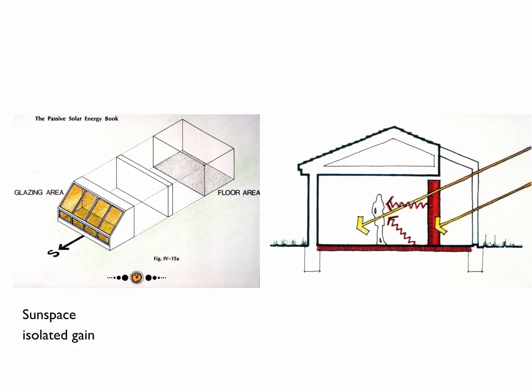Right, we are back for part two of passive solar heating design. This is a sun space. It's what we call an isolated gain system. That is, the area that's collecting the heat is completely isolated from the rooms that are being heated.